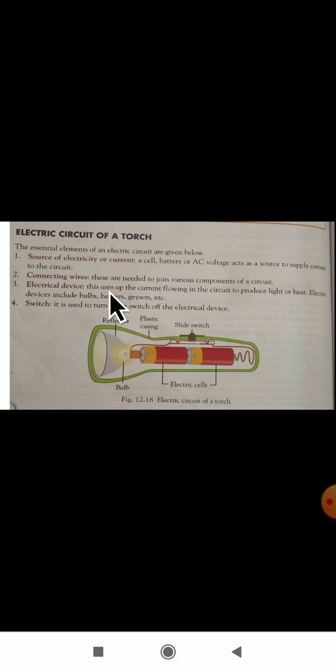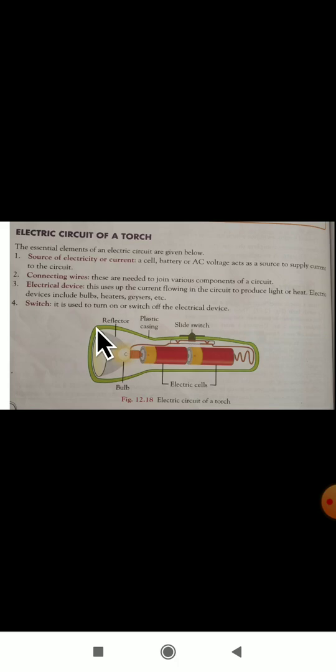Next, connecting wires. These are needed to join the various components of a circuit. Yes, connecting wires are very useful. Next, the electrical device. This uses up the current flowing in the circuit to produce light or heat. Electric devices include a bulb, heaters and geysers. Okay, the switch.